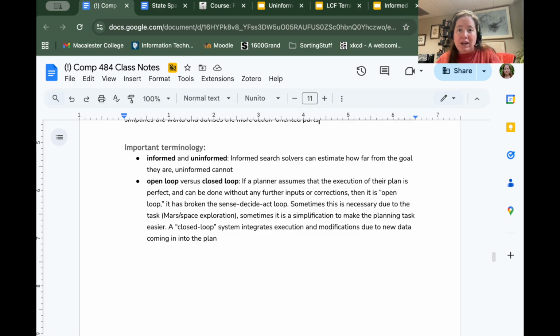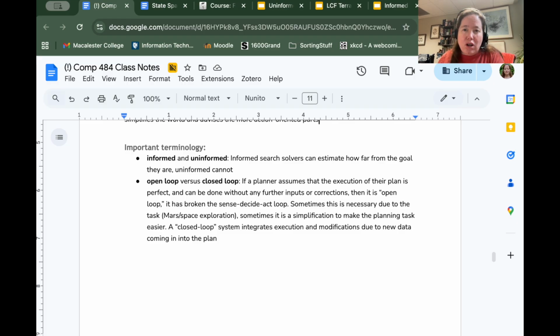An uninformed algorithm doesn't have that. It only knows what it actually uncovers in the process of looking for a solution. It can't predict how far away from a solution it is. So uninformed algorithms are a little less AI-like. Informed algorithms are a little more interesting as an AI tool.